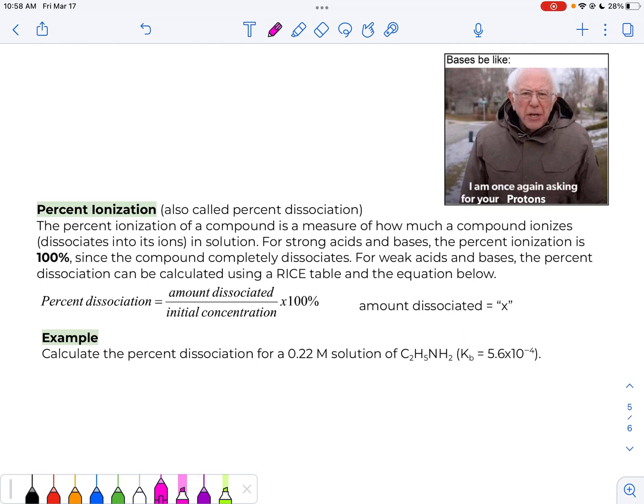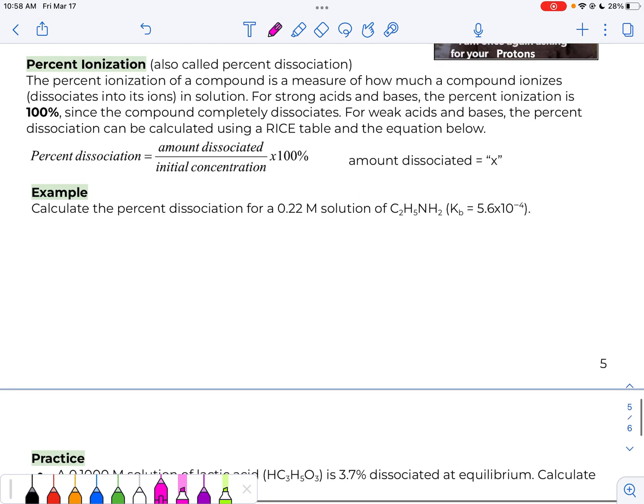For strong acids and bases, percent ionization is 100%. The whole thing completely dissociates. It breaks apart completely, 100% dissociated. But for weak acids and bases, you have to calculate percent dissociation using an ICE table. The equation below tells you how to find percent dissociation. It's amount dissociated divided by initial concentration times 100%, where amount dissociated is your X value in your ICE table. So let's do an example.